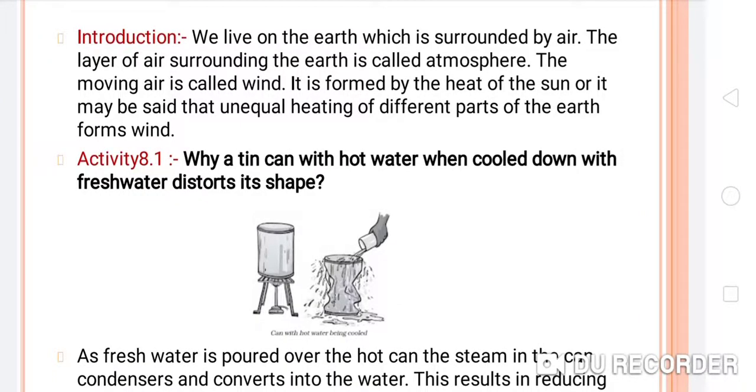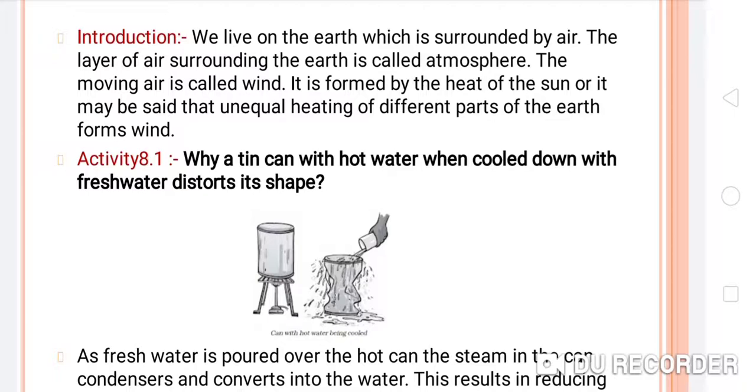We live on the earth which is surrounded by air. The layer of air surrounding the earth is called atmosphere. The moving air is called wind. It is formed by the heat of the sun, or it may be said that unequal heating of different parts of the earth forms the wind.